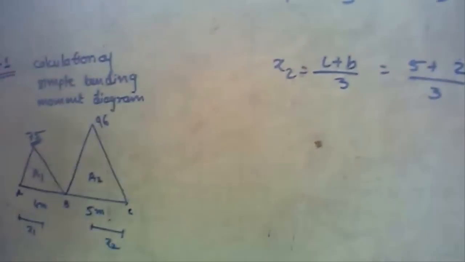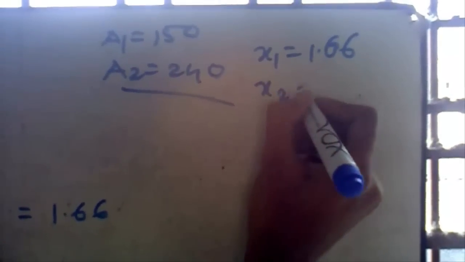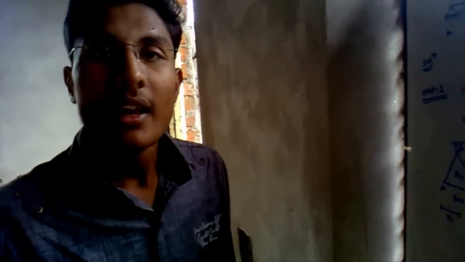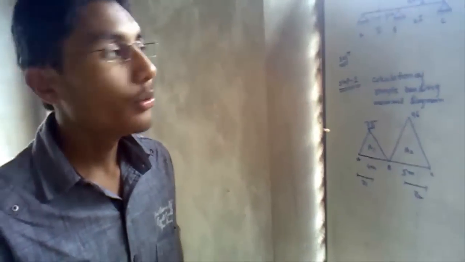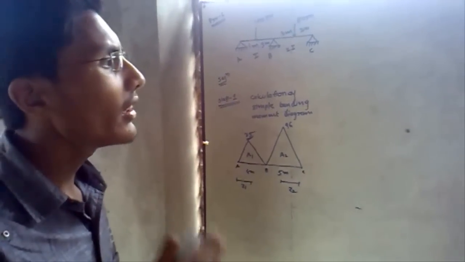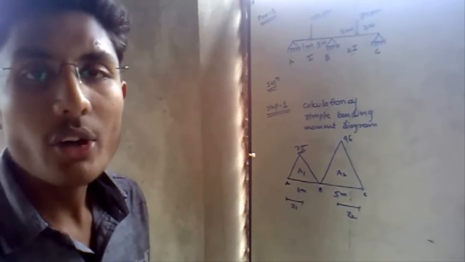Okay, so we are getting the values of x1 and x2. x1 is 1.66 and x2 is 2.33. Now, according to the three moment theorem, the quantities we require are the areas, x1, x2, a1, a2, l1, l2, i1, i2. We are getting everything. The only requirement is to solve for the factor MB.